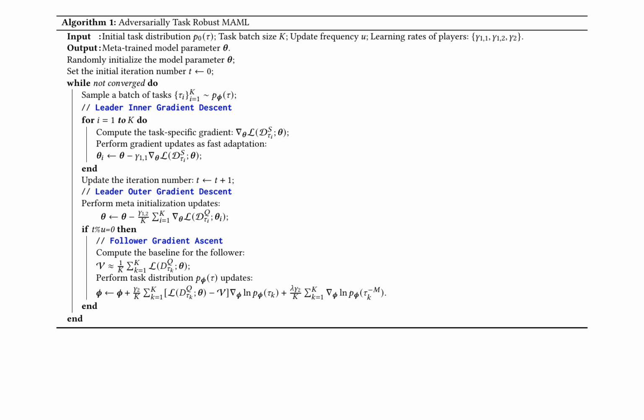The ARMAML algorithm involves sampling batches of tasks, performing task-specific gradient computations, and updating model parameters. It also incorporates leader outer gradient descent and follower gradient ascent, with adjustments to the task distribution informed by the Stackelberg game. This approach enables the discovery of complex task structures, fostering improved adaptability in meta-learning scenarios.